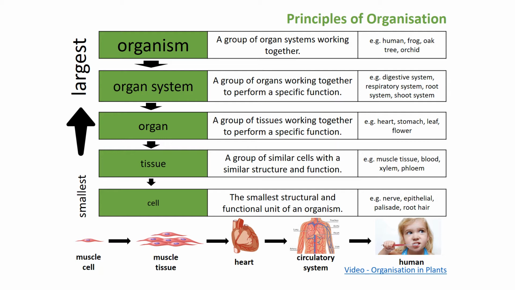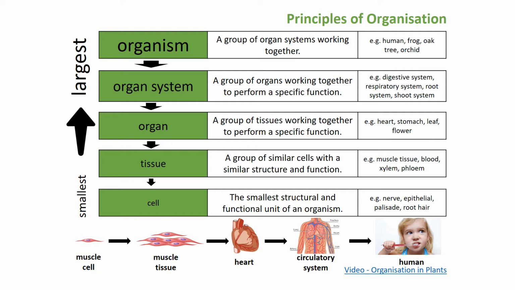Now, if we take that tissue and break it down into its smallest component, we obviously have the cell, and that is the smallest structural and functional unit of an organism. You have to know about different specialized cells, so we've covered that in the previous topics. But examples include nerve and epithelial cells, but also you've got palisade and root hair cells that are found in plants. So you can see at the bottom how it builds up.